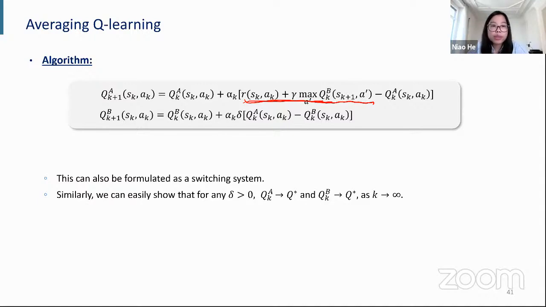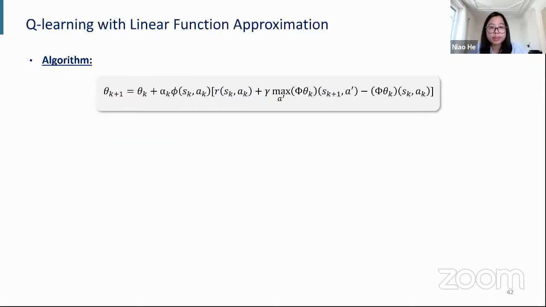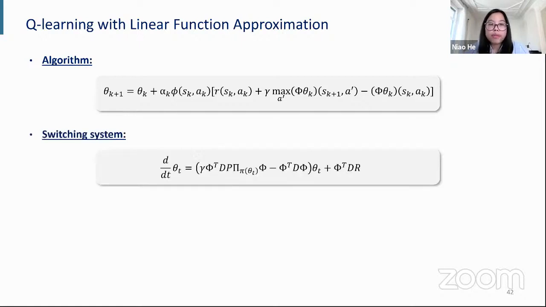And you can show that this actually is also naturally a switching system, and you can easily also show that its underlying ODE is asymptotically stable, and you can come up with the convergence easily. Okay, I will not go into the details, but I think you can easily see why that is the case. And similarly, we can also extend this to Q-learning with linear function approximation. And for linear function approximation, the ODE is slightly more complicated than before, but still it's a switching system.